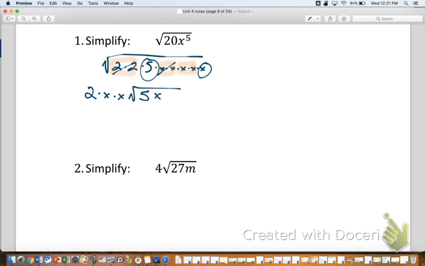Here's where the mistake was made. It was made, at least that I saw, right here with these two x's. What is x times x? It's x squared. And so the finish here would be 2x times the square root of 5x.